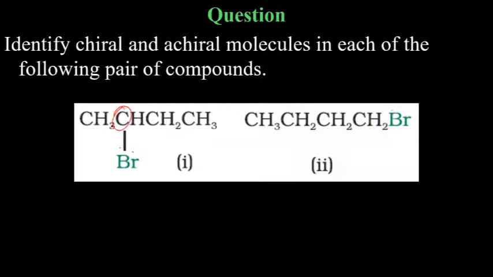However, this carbon has methyl group, bromine, hydrogen, and ethyl group, four different substituent groups. That's why this carbon is chiral carbon. And hence this molecule is chiral molecule.